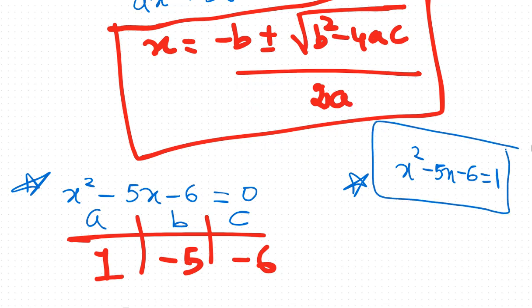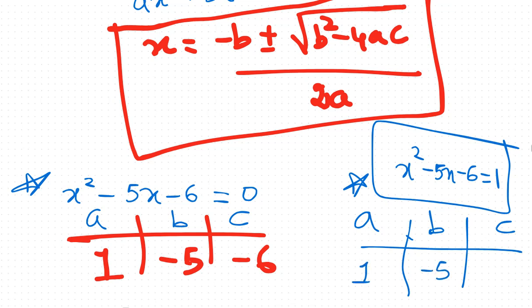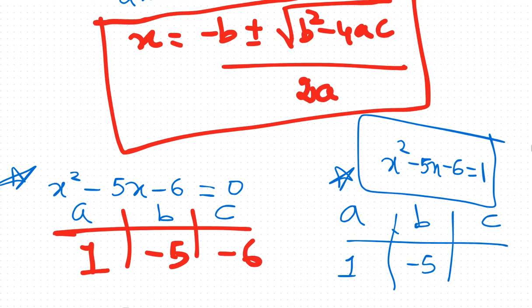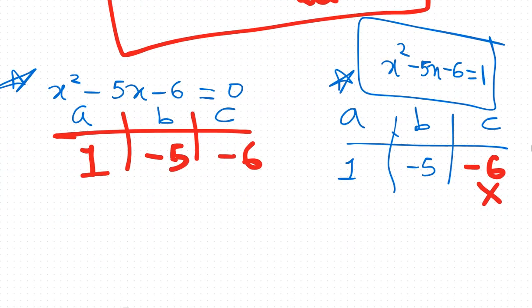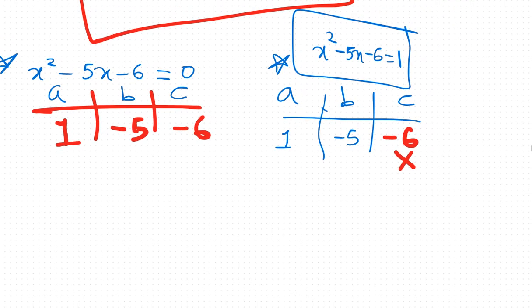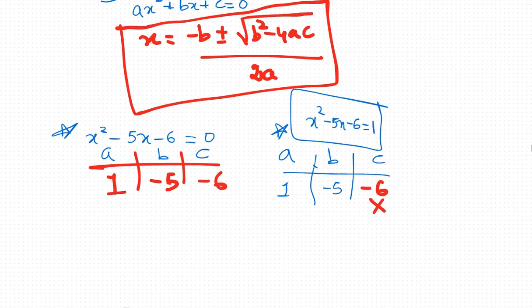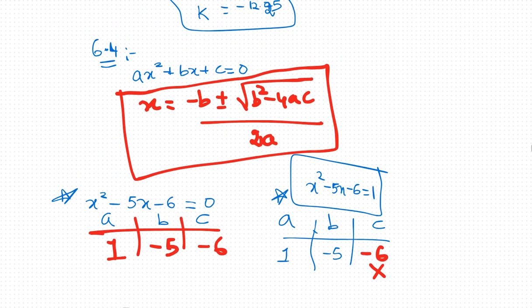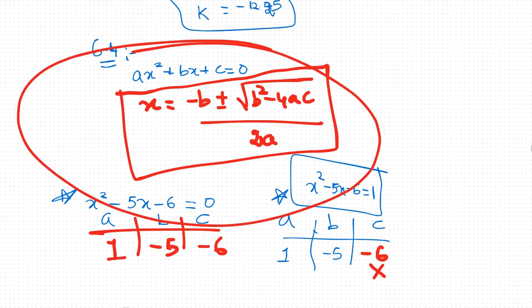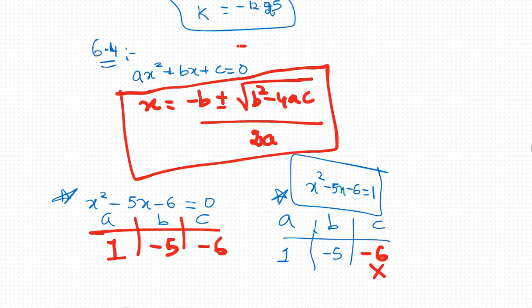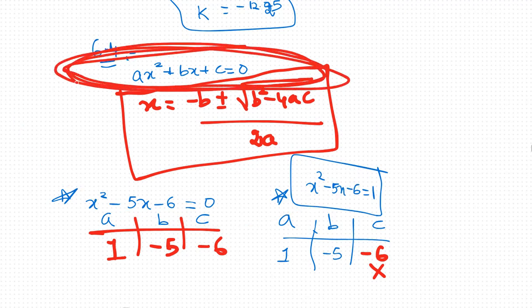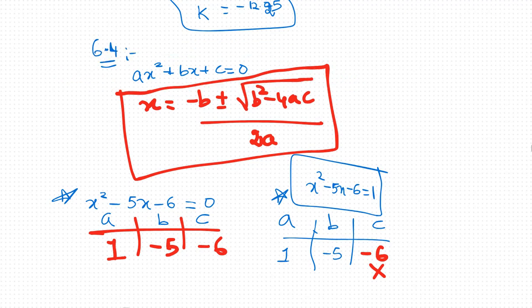So let's say there is another question like this. Same question. Identify ABC values. This is the key concept. Finding ABC values: 1, -5, and -6. This is incorrect. It looks the same as the other one though. Because it equals 1. So look at this question now. What is on the right side? 0. So you have to make that first as 0.